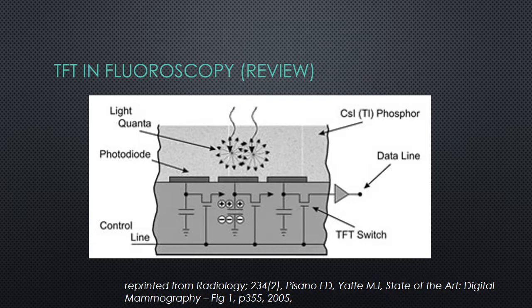Each pixel contains its own photodetector, or photodiode, of amorphous silicon, and a TFT. So this means that the X-rays will be absorbed by the scintillator, and then they're converted into light photons. The photodetectors absorb the light, and then they convert it to an electrical charge. And then this electrical charge is captured by the TFT array and is transmitted to the display monitor.